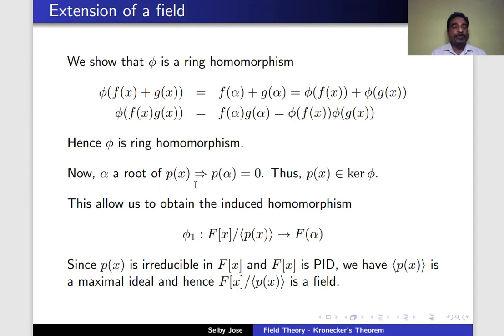Because α is the root of p(x), p(α) must be 0, which implies that p(x) belongs to the kernel of φ. So this map φ induces a homomorphism φ1 from F[x] mod the ideal generated by p(x) to F(α). Because p(x) is irreducible and F[x] is a PID, the ideal generated by p(x) is a maximal ideal, and so F[x] mod the ideal generated by p(x) is a field.